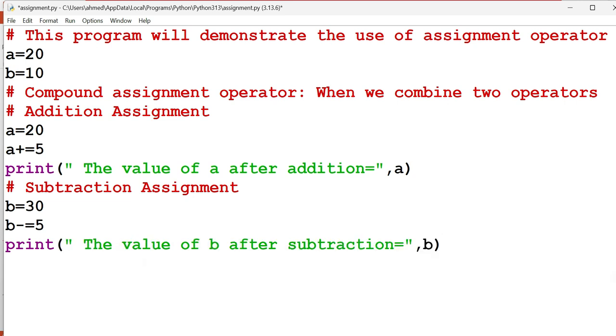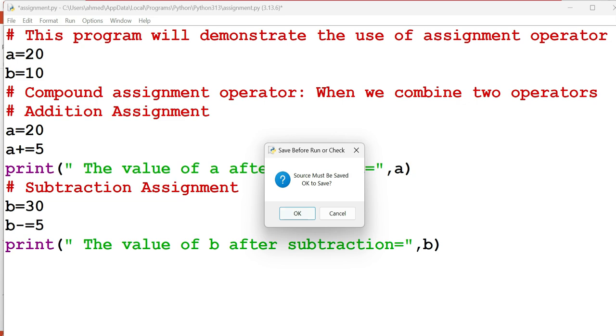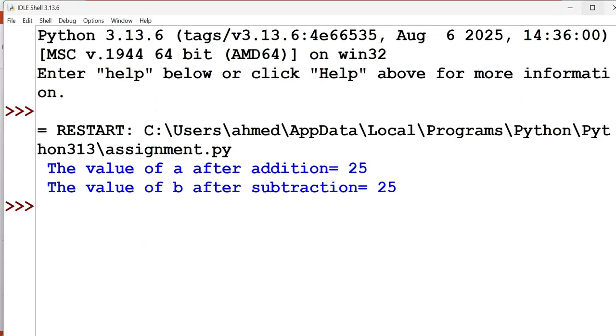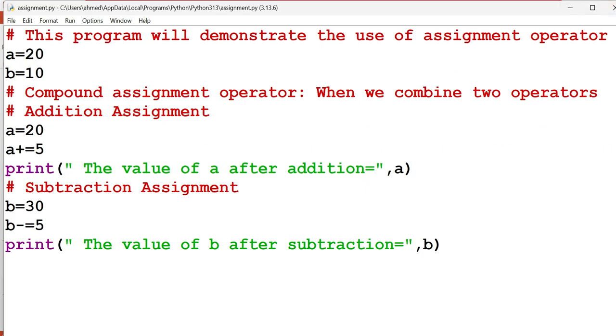The value of b after subtraction, when we run, you can see here 25. Although we have taken the value of b as 30, but after subtraction assignment, it has become 25.